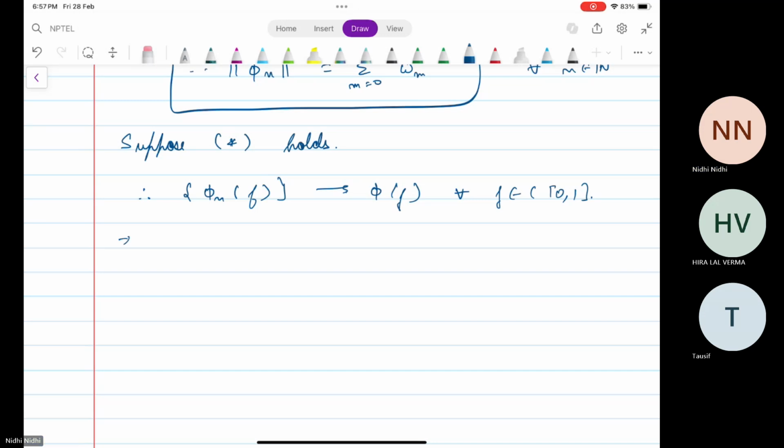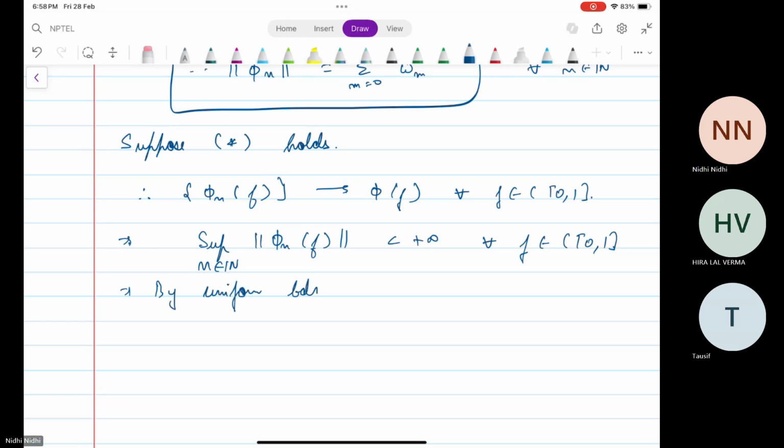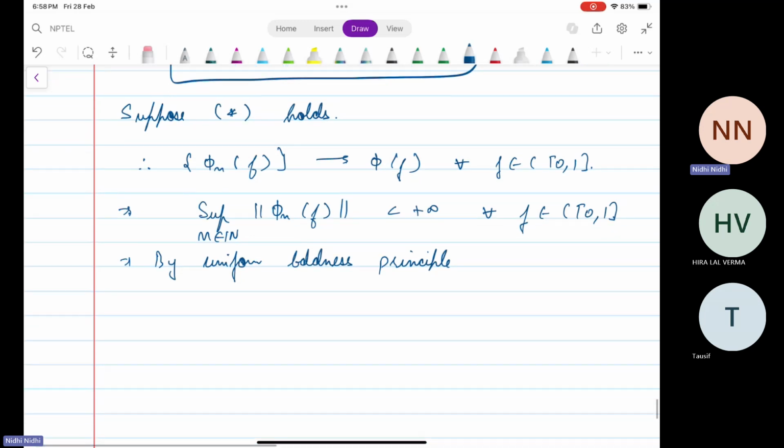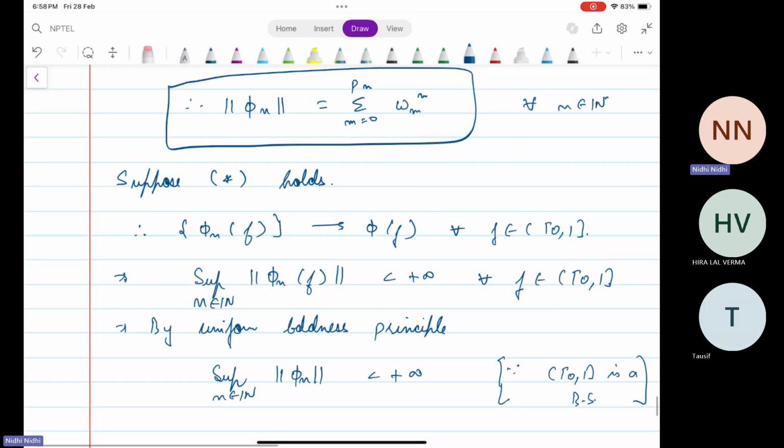This implies supremum n in N norm phi n f is finite for every f in C01, and hence by the uniform boundedness principle, since C01 is a Banach space, we get supremum n in N norm phi n is finite. And what was norm phi n? This summation.